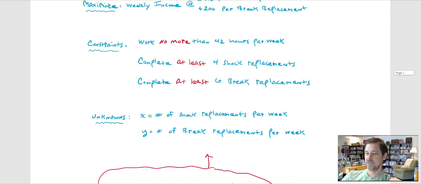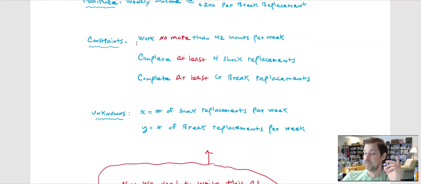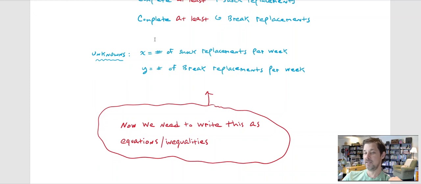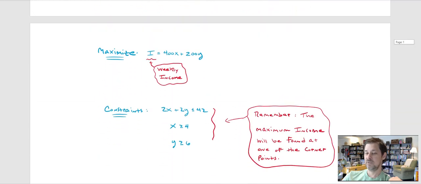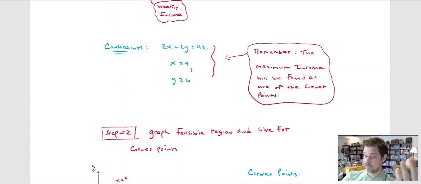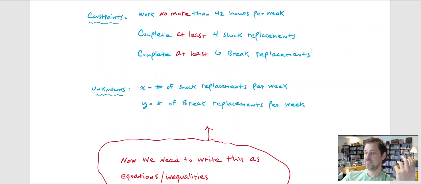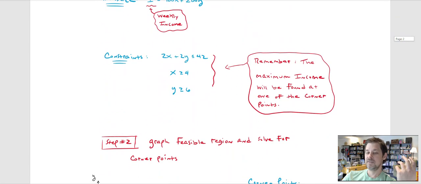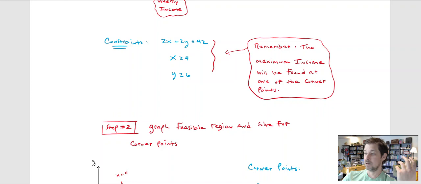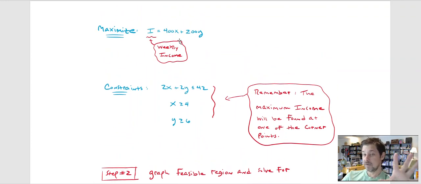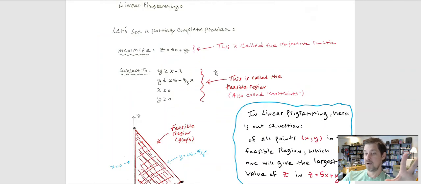What about the next one? Complete at least 4 shock replacements. The mechanic will need to complete at least 4 shock replacements. Well, x is the number of shock replacements, so we get x is greater than or equal to 4. And it also said complete at least 6 brake replacements. Well, y is the number of brake replacements, then we get y is greater than or equal to 6. Okay, so there's all of our equations and inequalities. Now it looks like this first problem. Okay, all right.